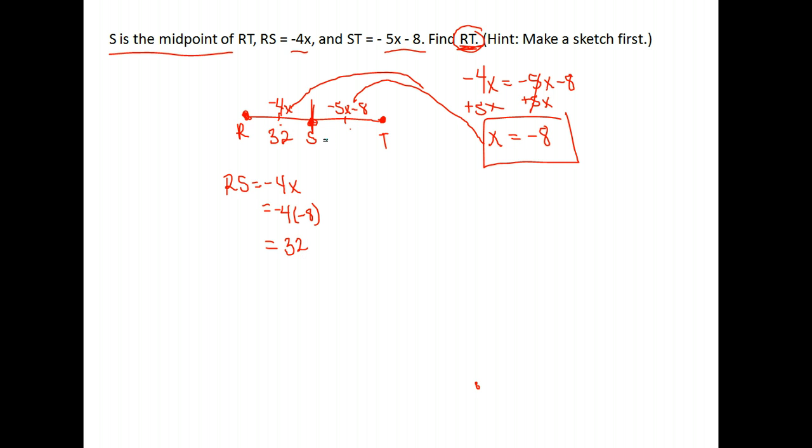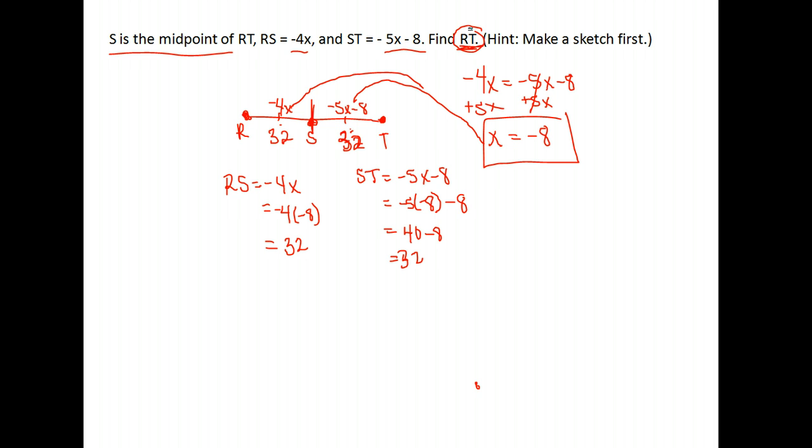Now if we did our problem right, ST should be 32 also, but let's use our math to double check. So we know ST was negative 5x minus 8. So if x is negative 8, that means we have negative 5 times negative 8 minus 8. Negative 5 times negative 8 is 40. And 40 minus 8 is 32. Perfect. We know we did our job well because we came out with two equal segments like we should have.